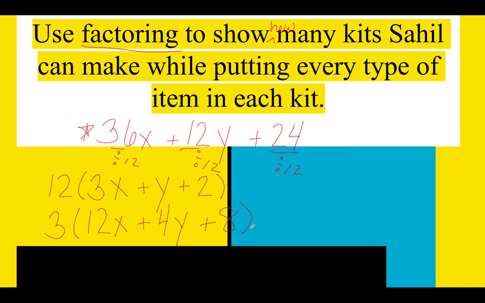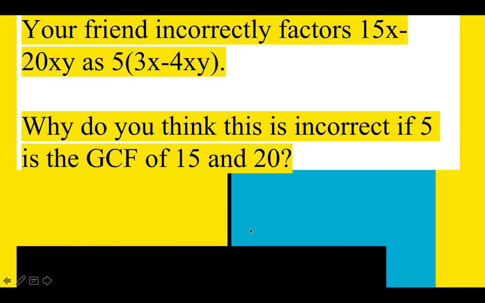And like I said, there were several different options for this. You could make 1 giant pack, right? You could make 2. You could make 6, right? There was 4. There's several different factors that 36, 12, and 24 share.